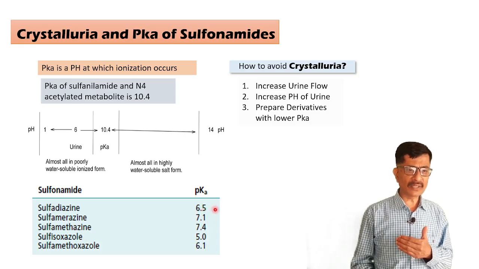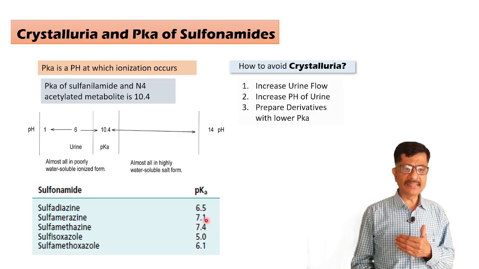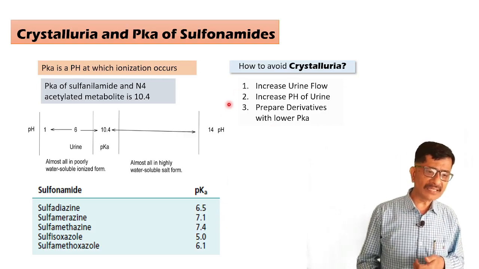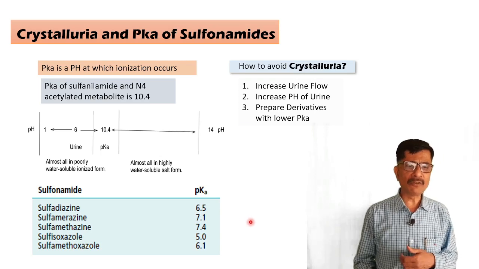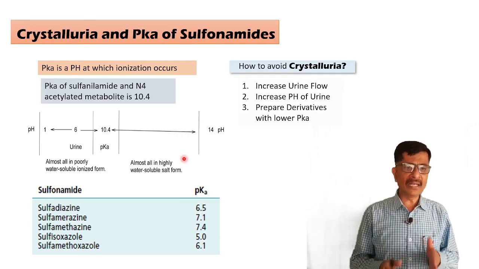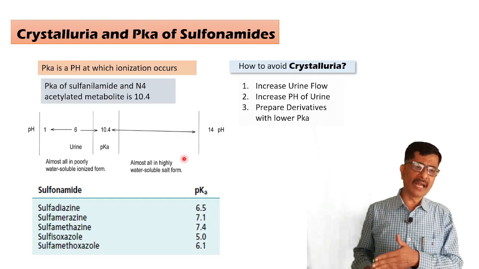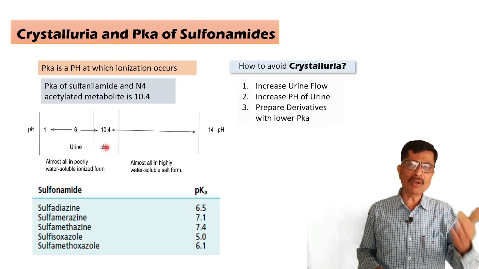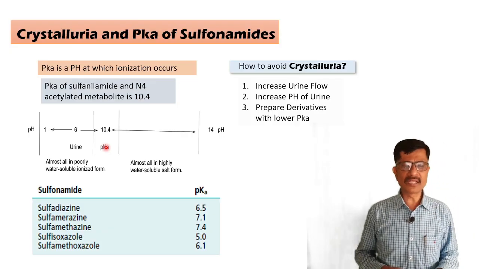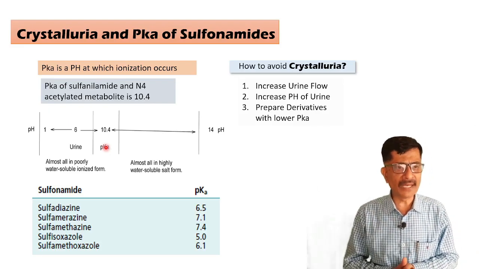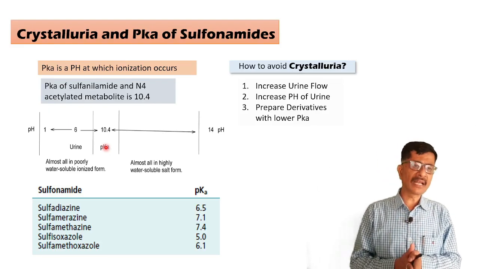Here 6.5 for sulfadiazine, sulfamerazine 7.1, sulfamethazine 7.4, sulfisoxazole its pKa value is 5, whereas sulfamethoxazole the pKa value is 6.1. So these are quite comfortable and they can be eliminated easily because they are in soluble form at the urine pH, with no complication or minimum risk of crystalluria formation. So this is the correlation of pKa values of the sulfonamides and their major side effect like crystalluria.